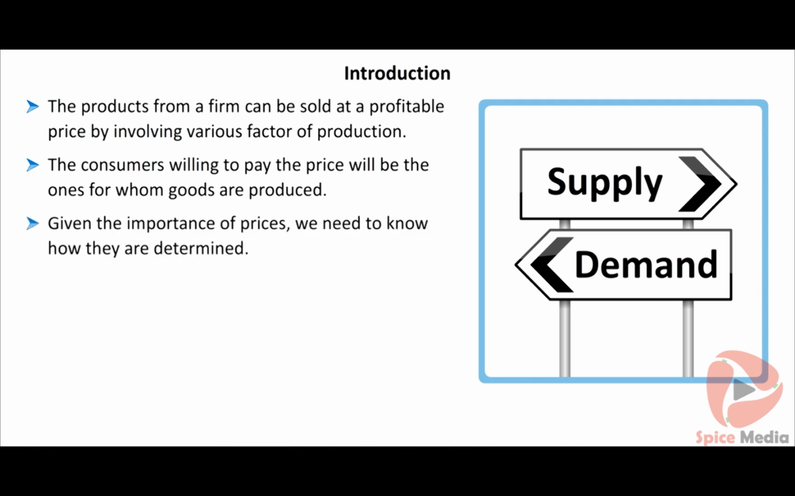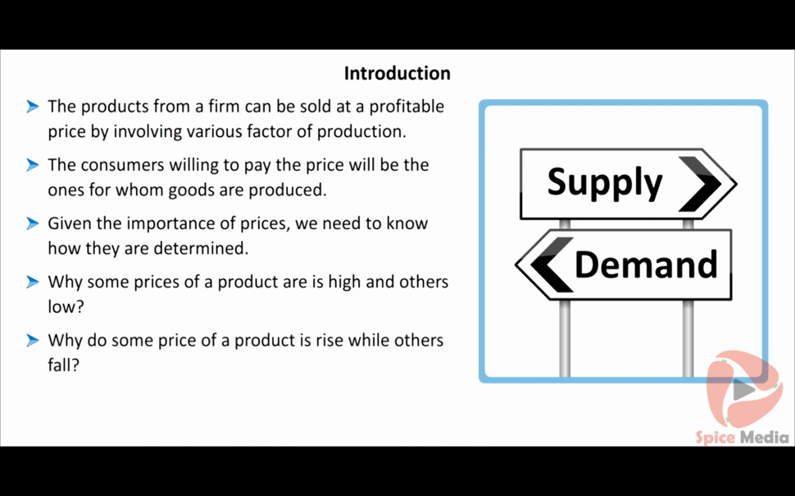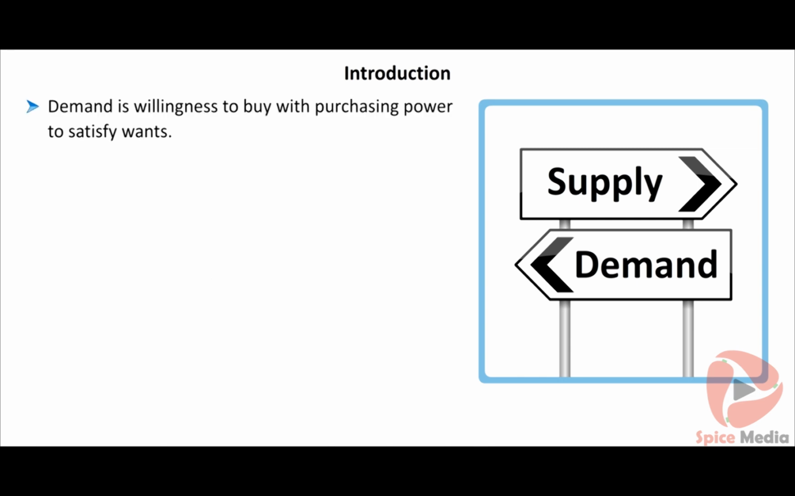Given the importance of prices, we need to know how they are determined. Why are some high and others low? Why do some rise while others fall? It's all demand and supply. Demand is willingness to buy with purchasing power to satisfy wants. Supply indicates willingness to sell.